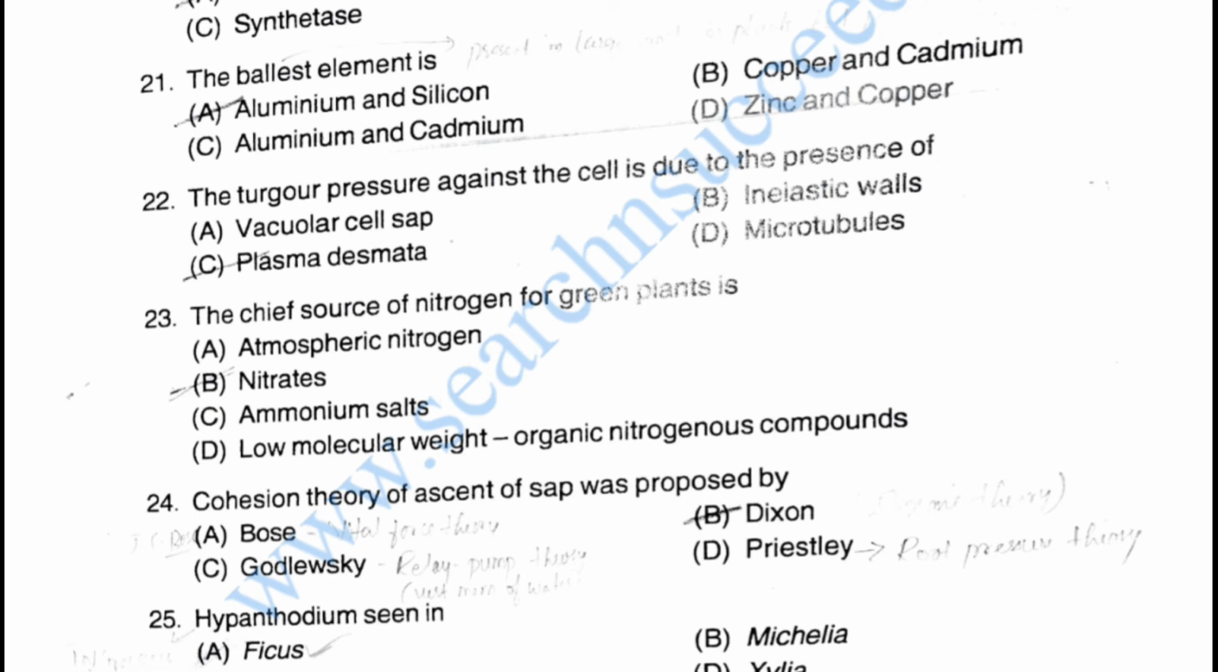Next is question number 24. What is question number 24 saying? Cohesion theory of ascent of sap was proposed by. Cohesion, what is that? Cohesion tension theory. Okay, and it is the best accepted theory in plant physiology, and it was proposed by Dixon and Joly. Clear? Who are the two scientists? Dixon and Joly proposed cohesion tension theory. Clear?